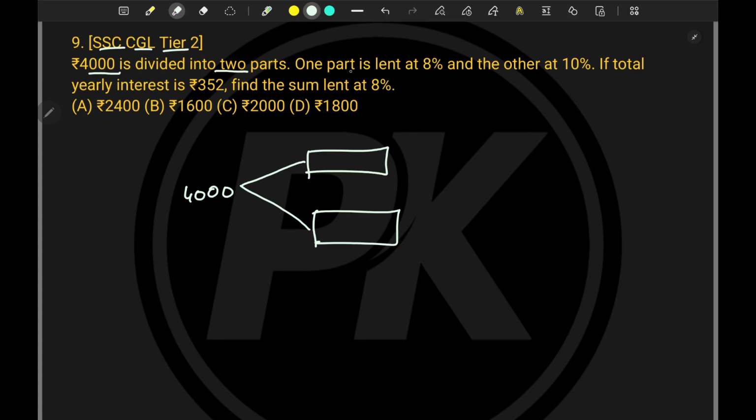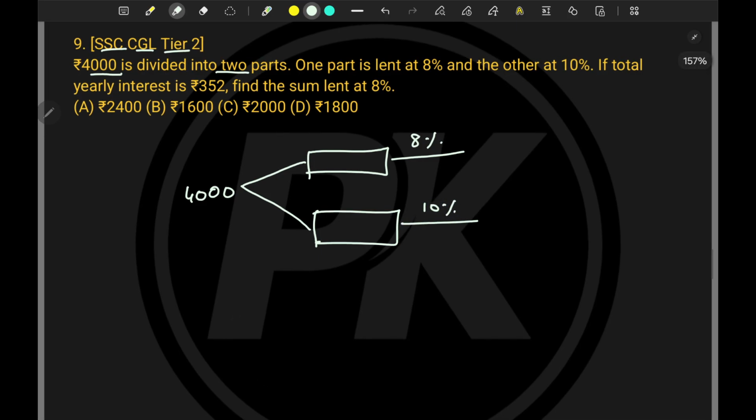Fine, no problem. One part is lent at 8%, and another part is lent at 10%. If the total yearly interest is 352, so the total yearly interest is 352. Find the sum lent at 8%. That means we have to find out this value.